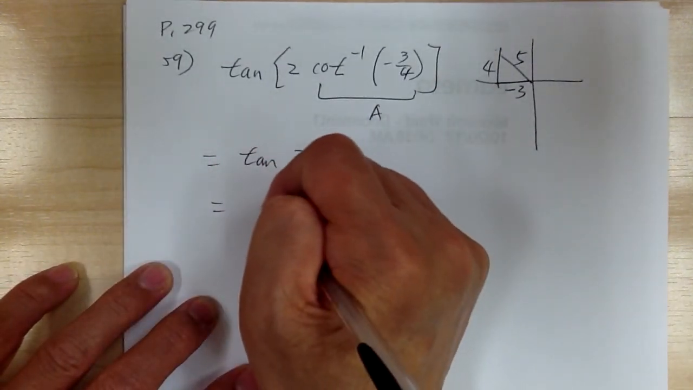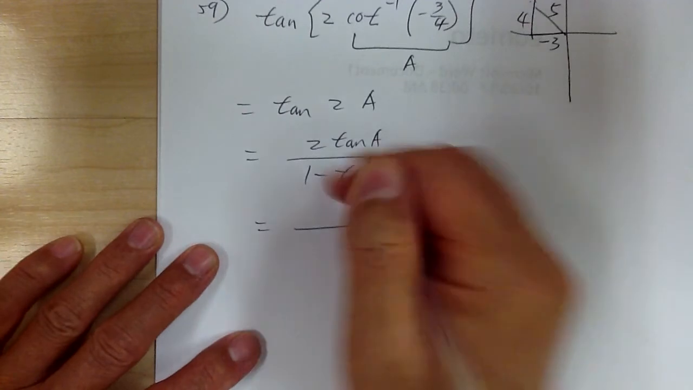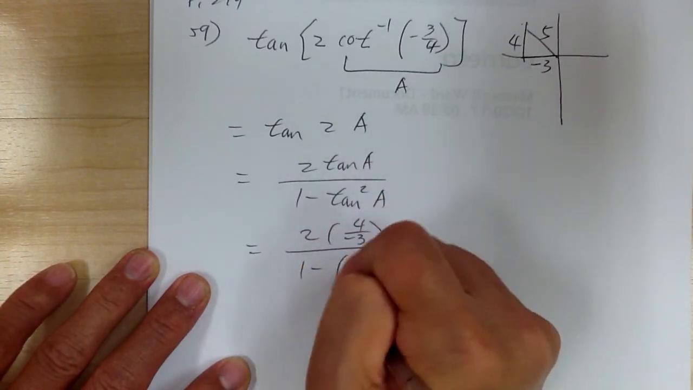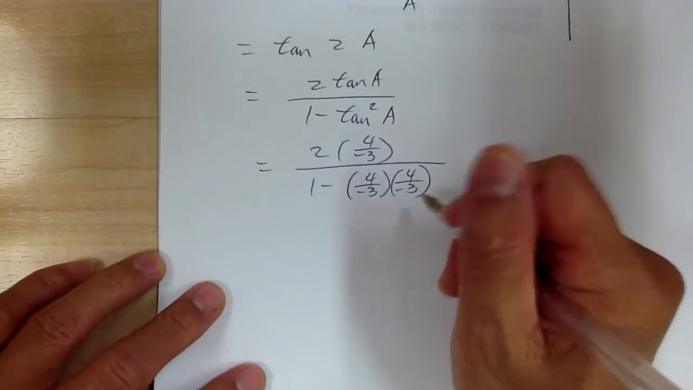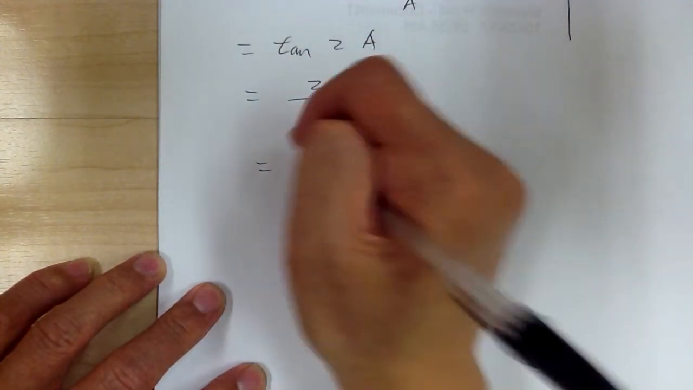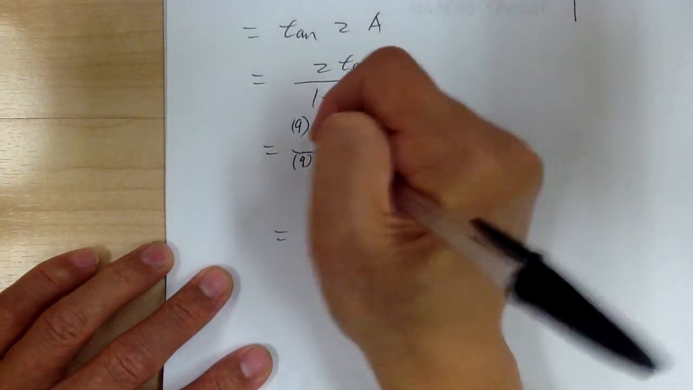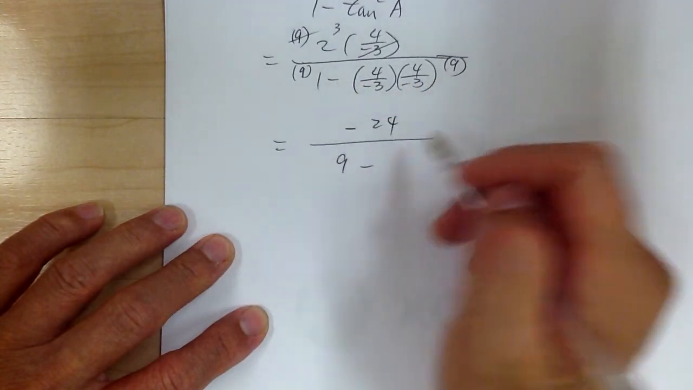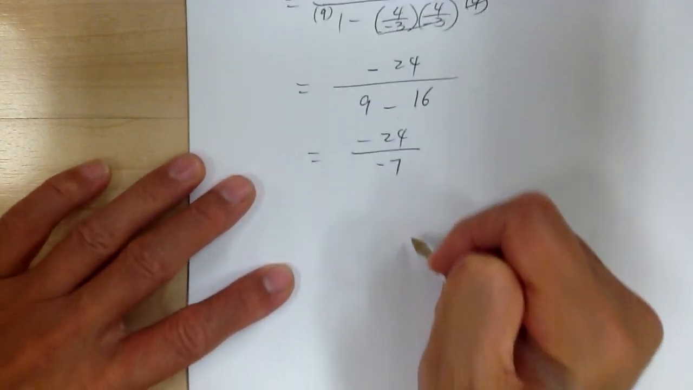Okay, so again, you expand that, so this is equal to 2 tangent A over 1 minus tangent square of A. So this is equal to 2 times tangent, again, tangent is sine over cosine, so it'd be 4 over negative 3. And I'm going to write it out twice, so it's easier to do the steps. So the common denominator is 9, so I'm going to multiply everything by 9. And this is only one term, so you only multiply one time. So this cancels out. When you multiply, you're going to get negative 24. On the bottom, you're going to get 9 minus, right? Negative, negative, 3 negatives is minus. And this cancels out with that. So it'll be 16. So you go to negative 24 over negative 7, the negatives cancel out, so you get 24 over 7.